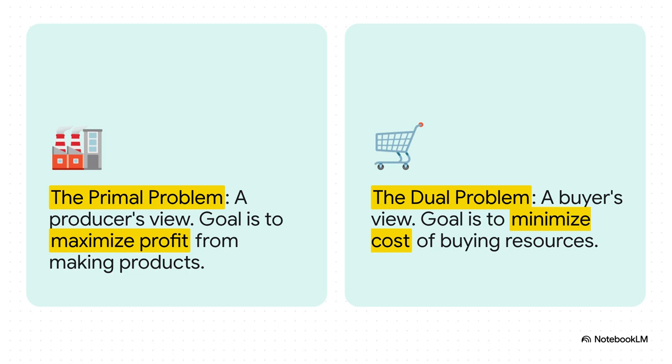Now let's flip the script. Imagine a buyer. Their dual problem is to buy up all of that producer's raw materials for the lowest possible price. And here, this is the incredible part. The answer to the producer's maximum profit problem is exactly the same as the answer to the buyer's minimum cost problem. It shows they're just two sides of the very same economic coin, and it reveals the true underlying value of the resources themselves. Pretty cool, huh?